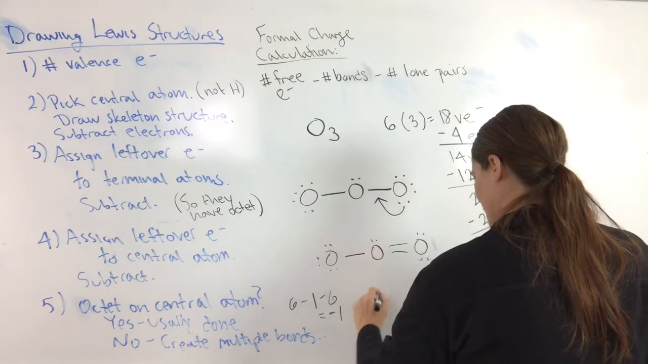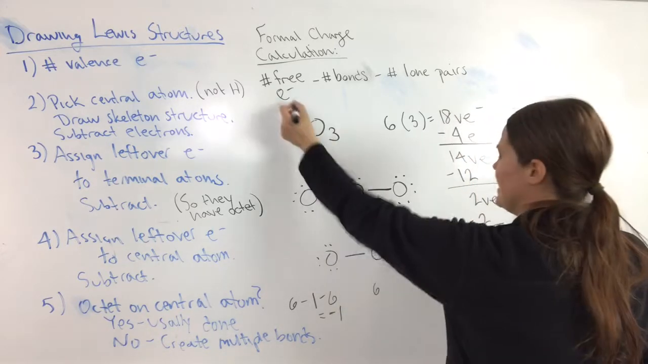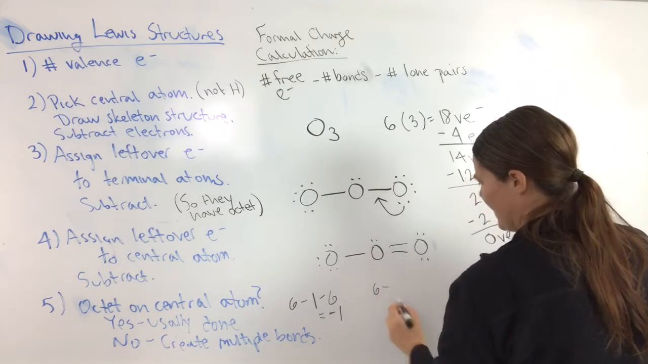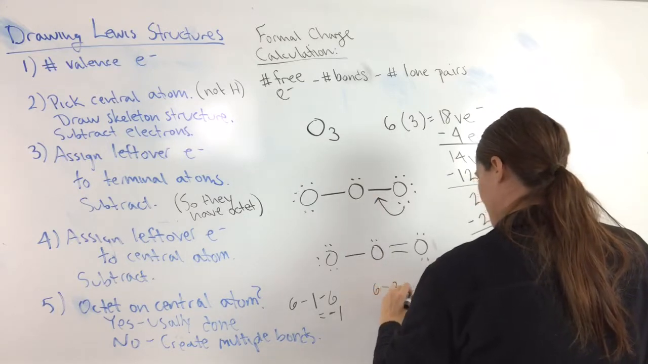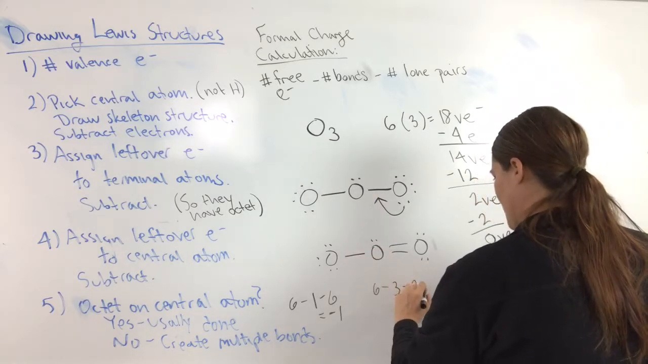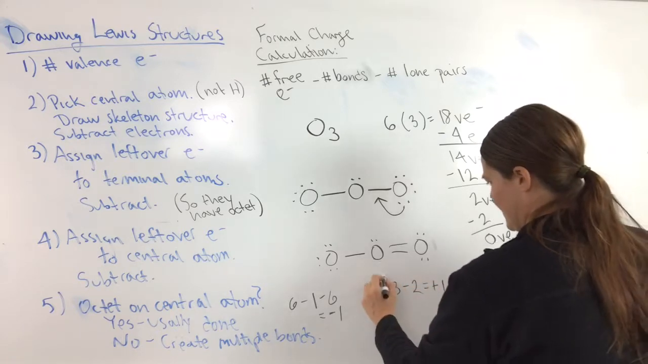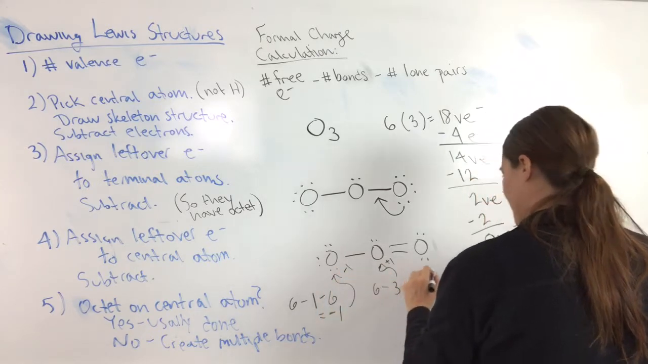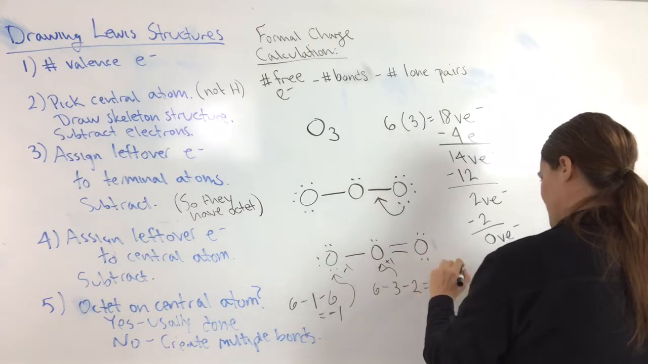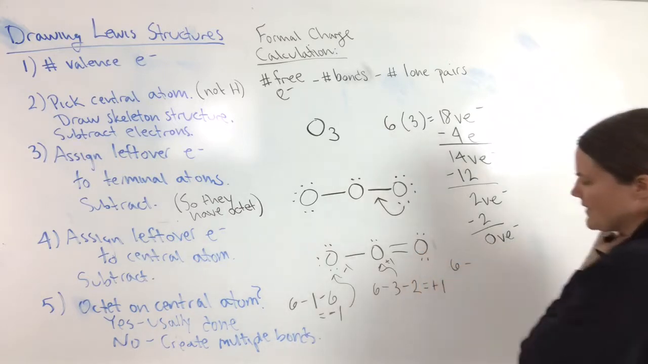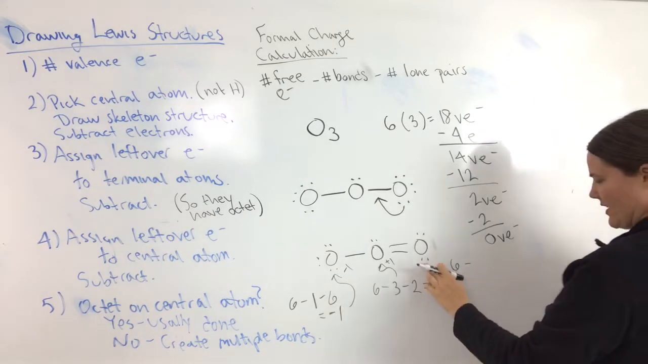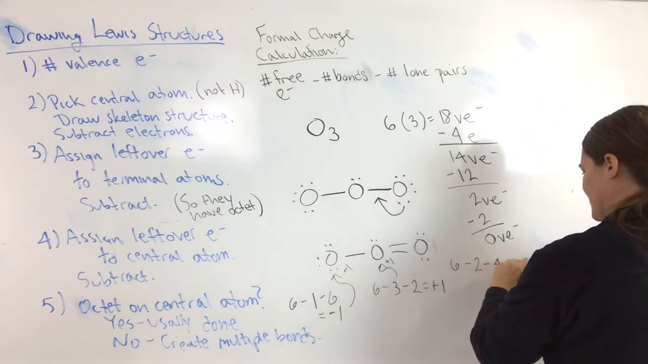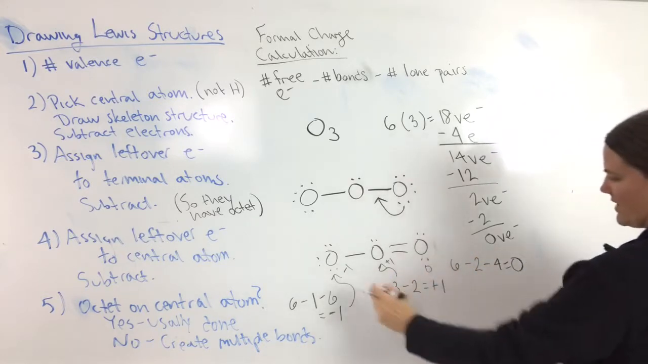Now let's do this one. So this one we have 6 valence electrons in the free atom, minus 3 bonds, minus 2 lone pairs. So that's equal to plus 1. So this one is a plus 1, this one's minus 1, and this oxygen we have 6 valence electrons in a free oxygen, minus the number of bonds, which is 2, minus 4 valence electrons. So this one's equal to 0. So we have a 0 here.